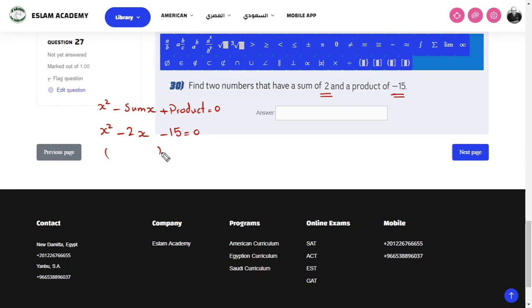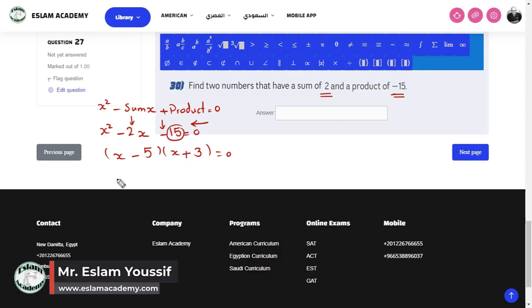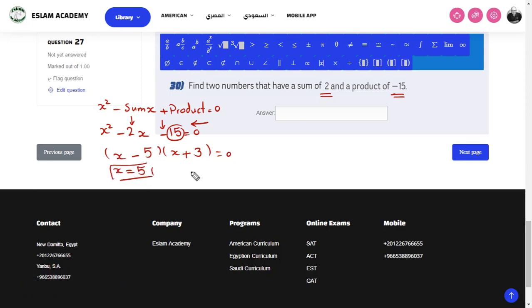Now by factorization, we have x and x. I need two numbers. If you multiply them, the answer will be 50. By subtracting, the answer will be 2. You will find that the two numbers are 5 and 10. The greatest number has the sign of the middle. And the 50 is negative, so one of them will be positive and the other will be negative. So x minus 5 equals 0, it means x is equal to 5. And x plus 3 equals 0, it means x is equal to negative 3. So the two numbers are 5 and negative 3.